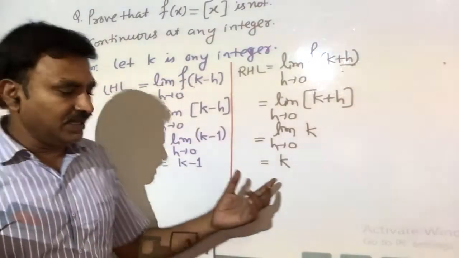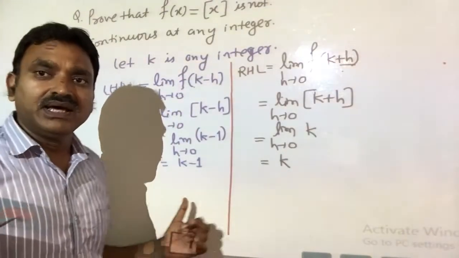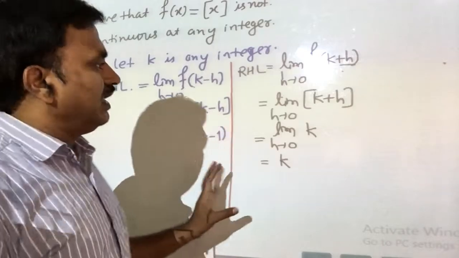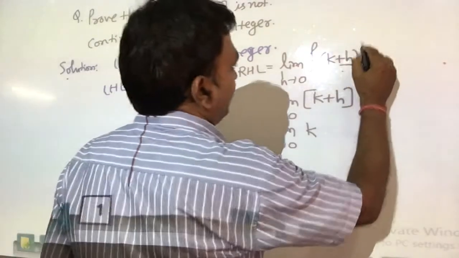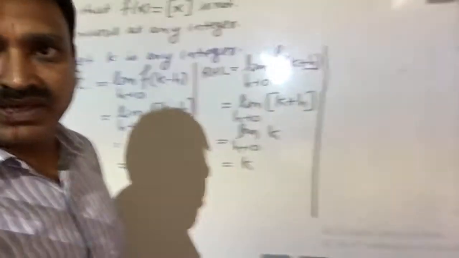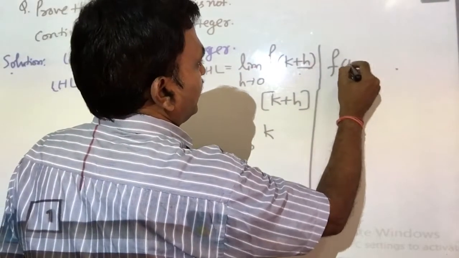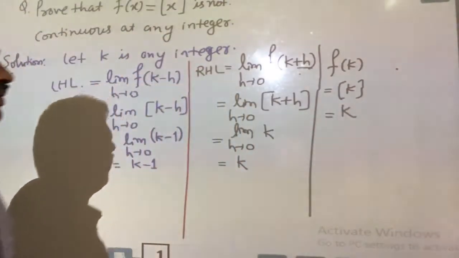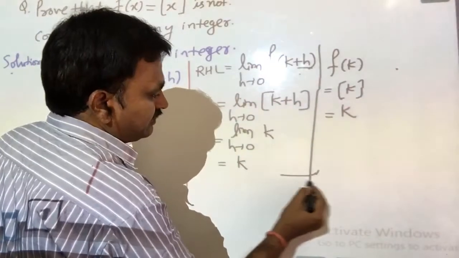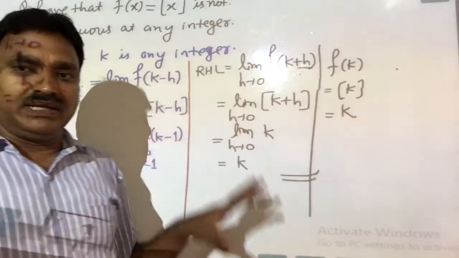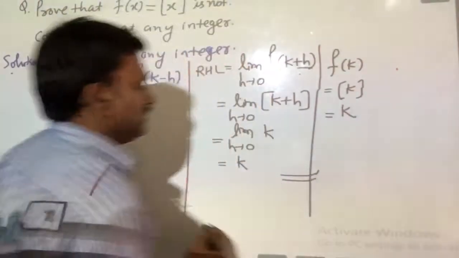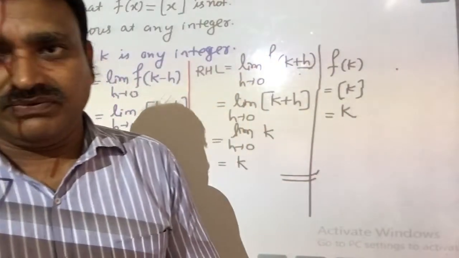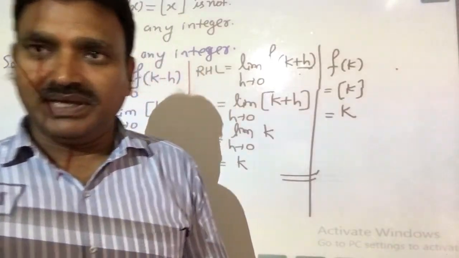So here we can see the left hand limit and right hand limit at integer k are not equal. And when we find the value of the function at point k, this equals the greatest integer function of k, and k is an integer, so this is k. The right hand limit and the value of the function at the point are equal, but the left hand limit is not equal. So therefore the function is not continuous at any integer.